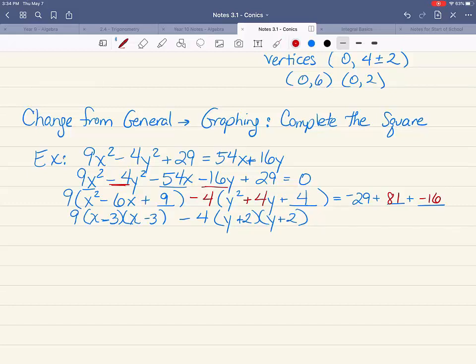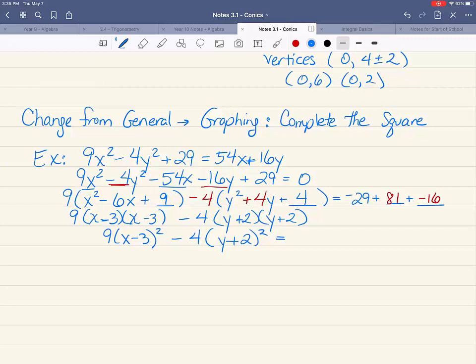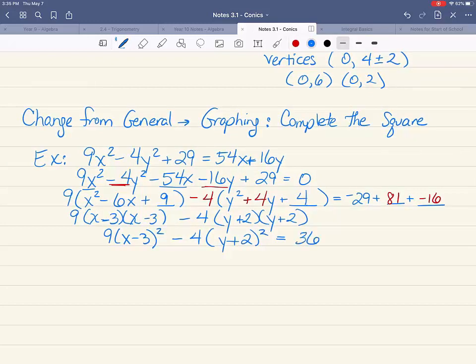So we have on the left 9 times x minus 3, the quantity squared, minus 4 times y plus 2, the quantity squared, equals -29 plus 81 plus -16. If you put it in the calculator, you will get 36. All right, are we done? Nope, we're not done yet. It has to equal what number on the right? It has to equal 1. So we're going to divide every term by 36. So the right-hand side is going to say equals 1.